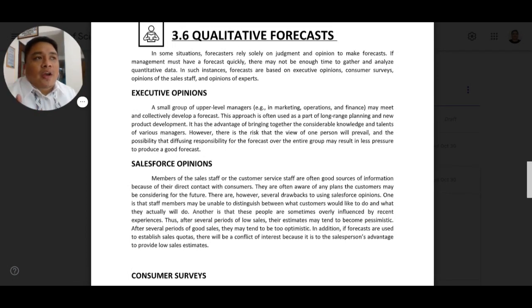Okay, then we have top-level decisions whereby we try to gather every executive officer and plan for the business organization. That is what we call executive opinions. However, there is a risk that the view of one person will prevail, and the possibility that diffusing responsibility for the forecast over the entire group may result in less pressure to produce a good forecast.